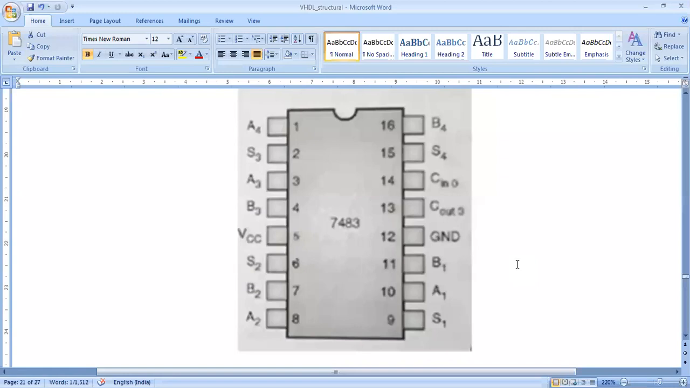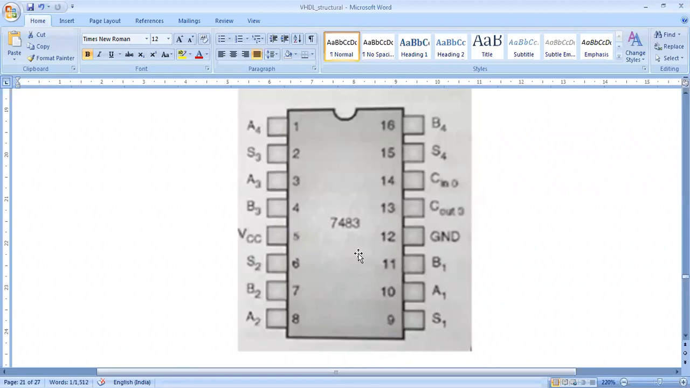What is the IC? The 74LS83. So this is the IC number. Practically, we use these ICs to build adder circuits in conventional digital circuits. In the traditional circuits, we use this 7483.